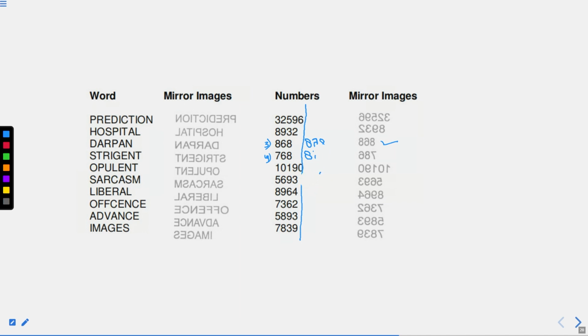Just a second. How will 7 look? Yes, 7 will look like this. For 8 it will look like this, for 6 it will look like this, and for 7 it will look like this. Now this is going to be your answer, right?